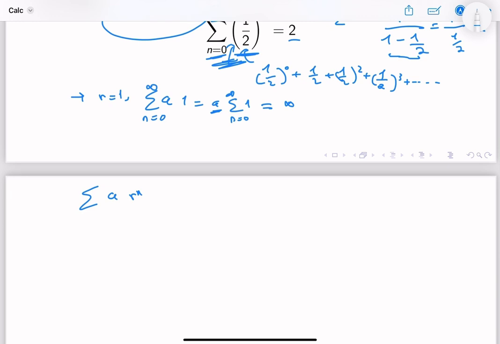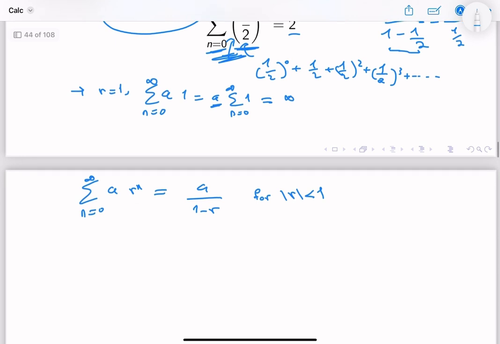So here's a quick way of showing why the sum from n equals 0 to infinity of a r to the n is equal to a over 1 minus r for r in absolute value strictly less than 1, right? Again, this is a limit. It's important to keep this in mind. What is a series? It's a limit of the partial sums. This is the very definition of what a series is.